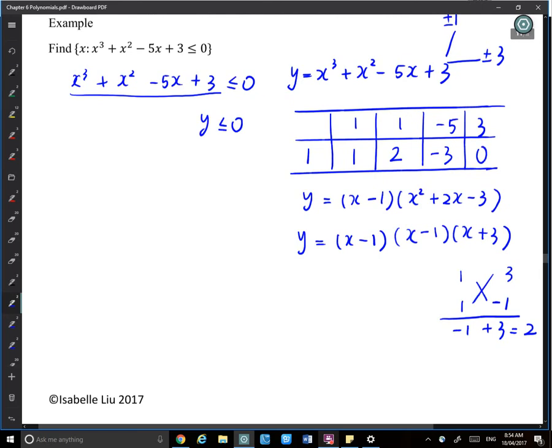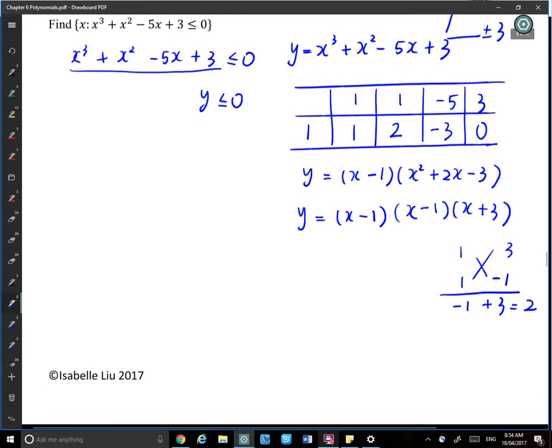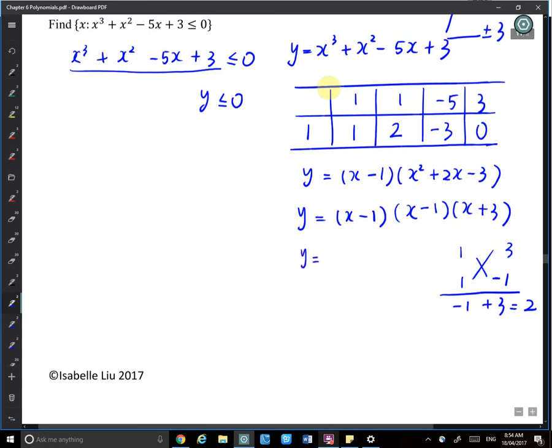Okay, really easy to see by cross multiplication. I can factorize this quadratic. I don't need to try the discriminant. Or if you can't see, you can try the discriminant first. And y equals to (x minus 1) squared, you have 2x minus 1, and you have x plus 3.